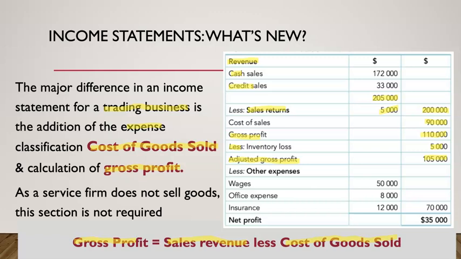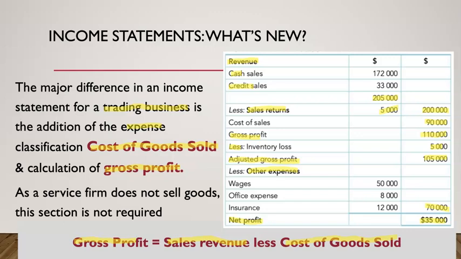of $105,000. Then we start to less that by all our other expenses that aren't involved with getting it into the condition and location ready for sale. Wages, office expenses and insurance of $70,000. So then and only then can we calculate net profit of $35,000.